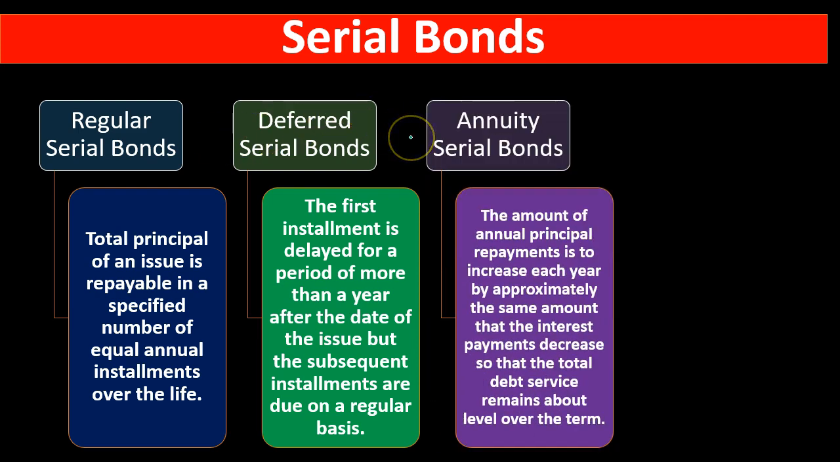Then we have the annuity serial bonds. The amount of annual principal repayments is to increase each year by approximately the same amount that the interest payment decreases, so that the total debt service remains about level over the term. Now, this sounds complicated, but if you think about the annuity table, it kind of makes sense. When you think about the annuity table for the payment of the bonds, you'll recall that usually we keep the fixed amount for the amount of payment. So we have the payment that is going to be fixed, and then we vary the amount that's going to be allocated to the interest and the principal.